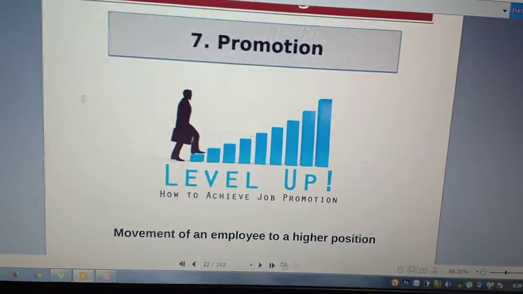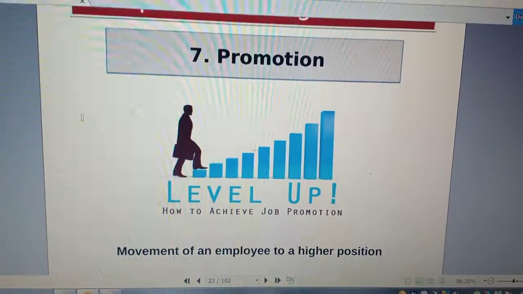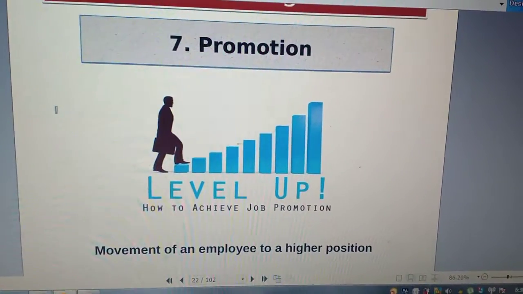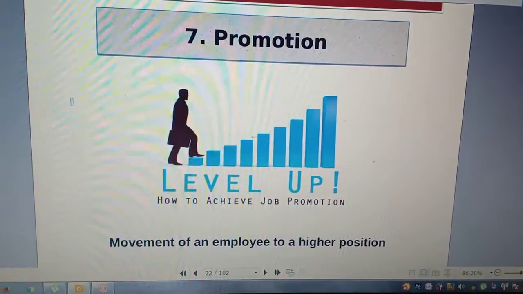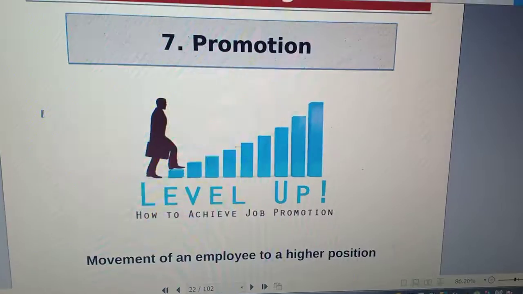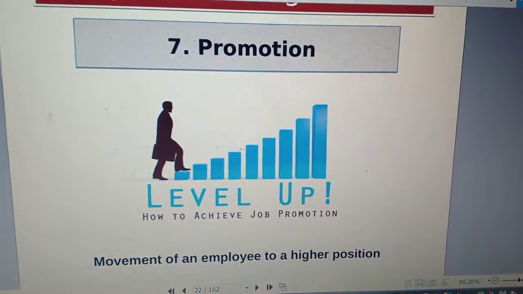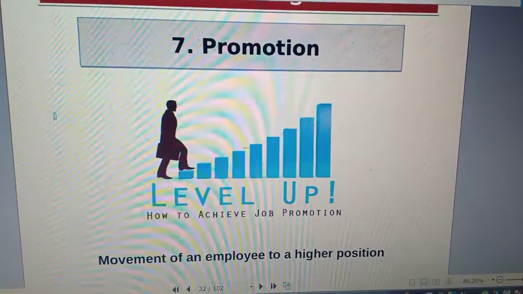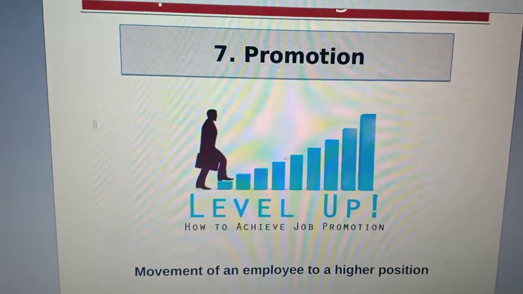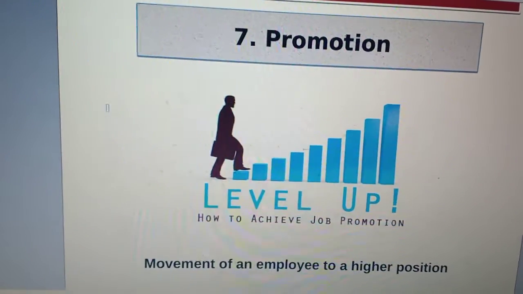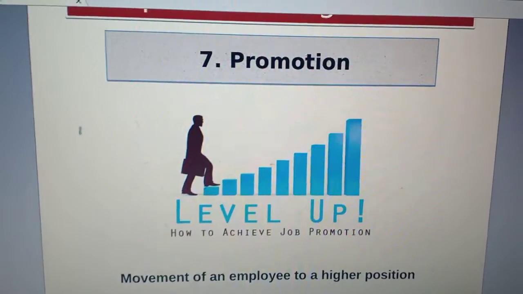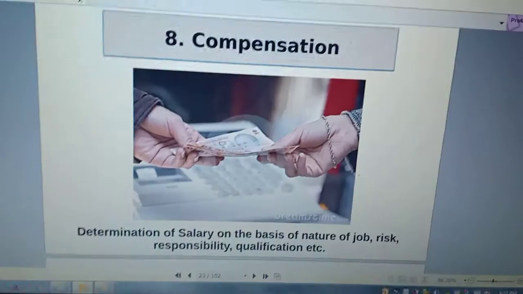The next step is promotion or career planning. Under this, the movement of an employee to a higher position is basically called promotion. It means that when we evaluate the employee's performance, then we give the promotion. We move the employee to a higher job position, and it is necessary because it encourages the employee to grow and realize their full potential in the organization.